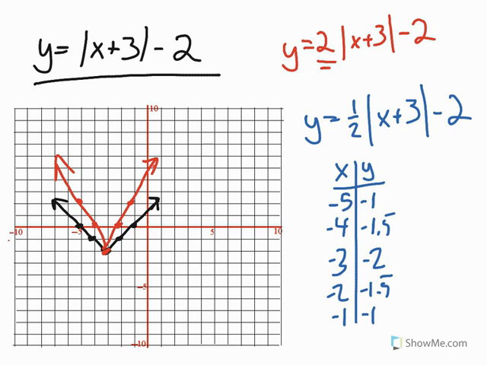And so if I go ahead and graph them, -5, -1 is right here. Oops, no it's not. It is right here. And -4, -1.5 is right down here. And -3, 2 is right there. -2, -1/2. And -1, -1 is right there. And so you can see we now have a V that has gotten wider. So there are your two types of dilations. I hope this video helps.